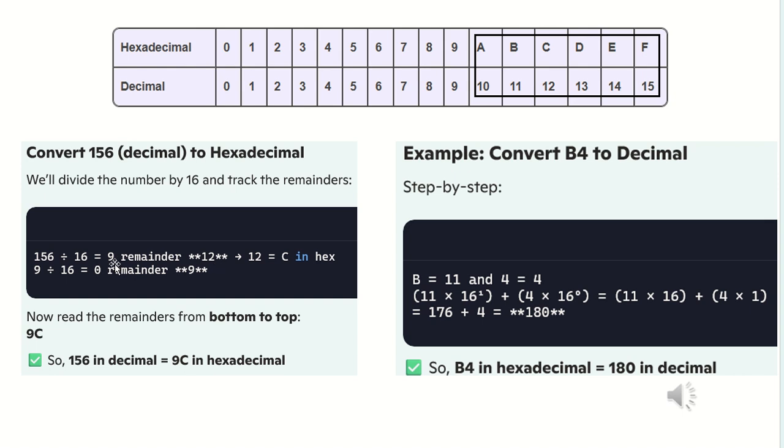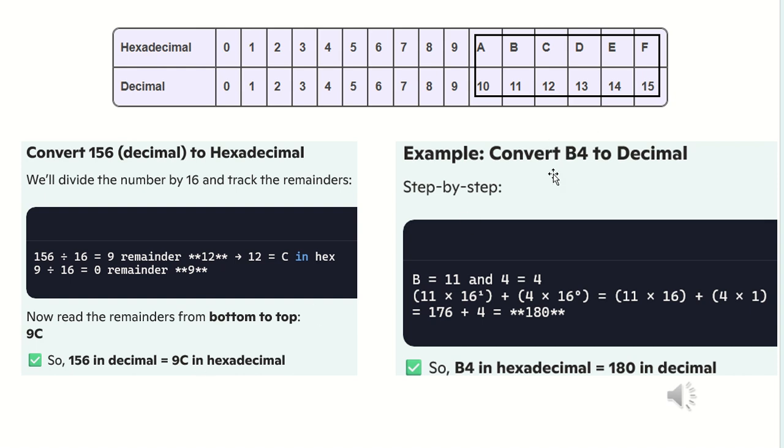Then we divide the quotient value by 16 again. So the quotient is 0, the remainder is 9. Now we have to write down the remainder numbers from bottom to top. So 9, 12. 9's hexadecimal value is 9, so we leave the 9 as 9. But 12's hexadecimal value is C. So by writing the answer, 156's hexadecimal value is 9C.